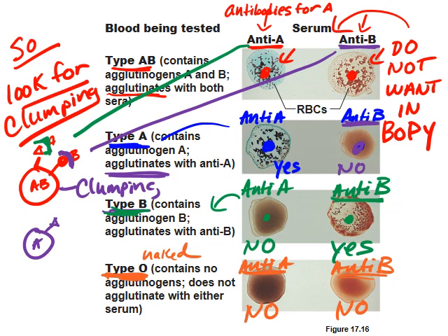So basically, when you do your blood group test, you put a drop of blood down, you add the anti-sera separately, and then you look for agglutination, and it'll tell you what blood type it is.